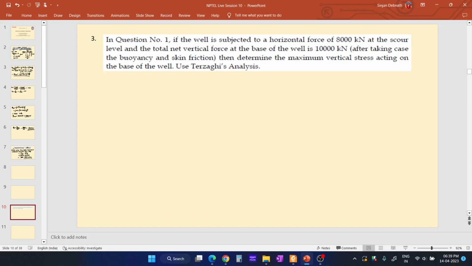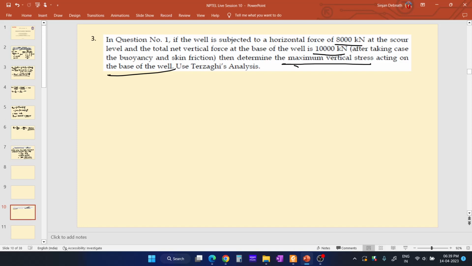So in question number one, if the well is subjected to a horizontal force of 8,000 kilonewton at the scour level and total net vertical force at the base of the well is 10,000 kilonewton, after taking care of the buoyancy and skin friction. So now we have been asked to determine the maximum vertical stress acting on the base of the well.